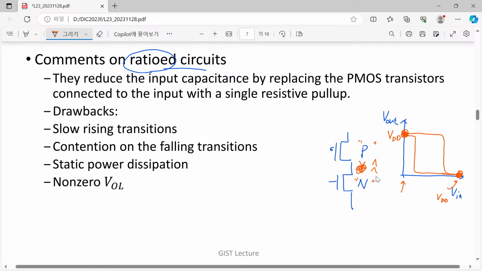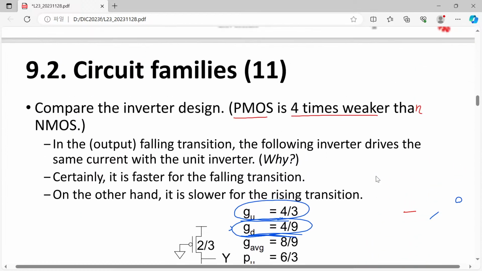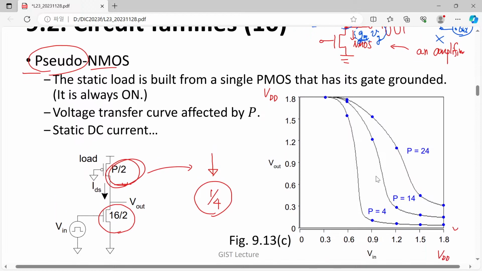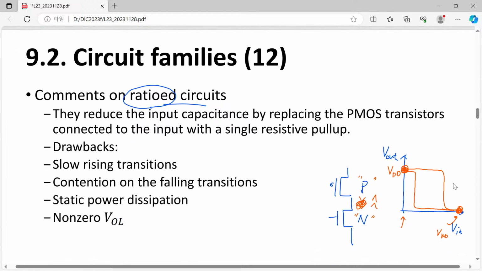What is the size of your N MOSFET and what is the size of your P MOSFET? That does not make any difference in your logic level. However, unfortunately, in these ratioed gates, depending on the relative size of your P MOSFET, the logic level itself is affected by that ratio. So that's the reason why this kind of circuits or logic gates are called ratioed logic gates.